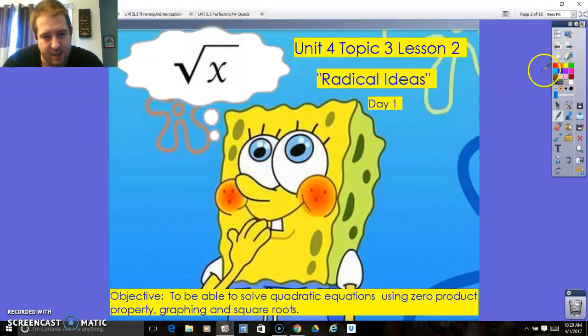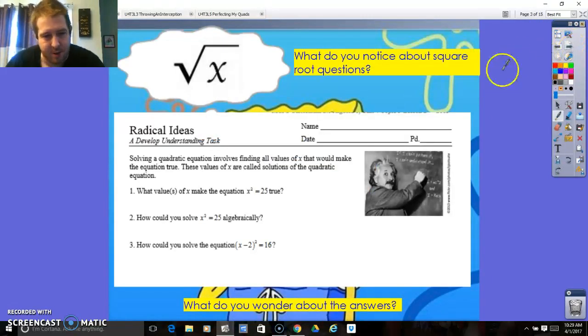All right, so let's go on to the lesson. As I mentioned before, in the last lesson we used the zero product property to solve. This time we're going to do the square root method, because what you may or may not already know is the square root of 25 isn't just 5. The square root of 25 is actually both positive and negative 5. So 5 and negative 5.